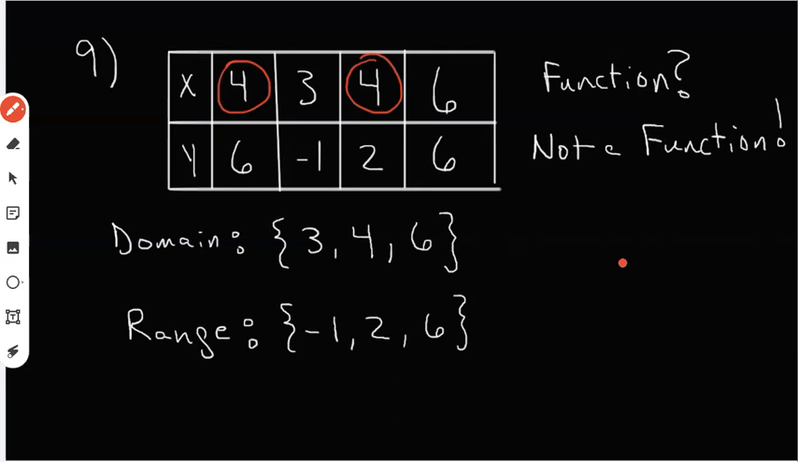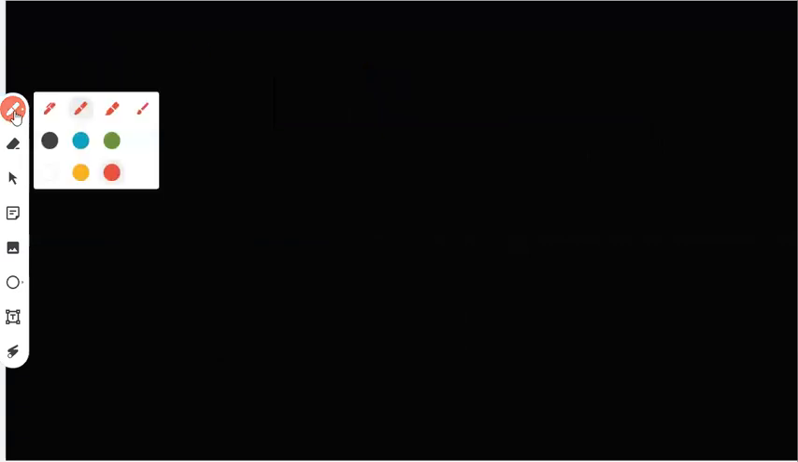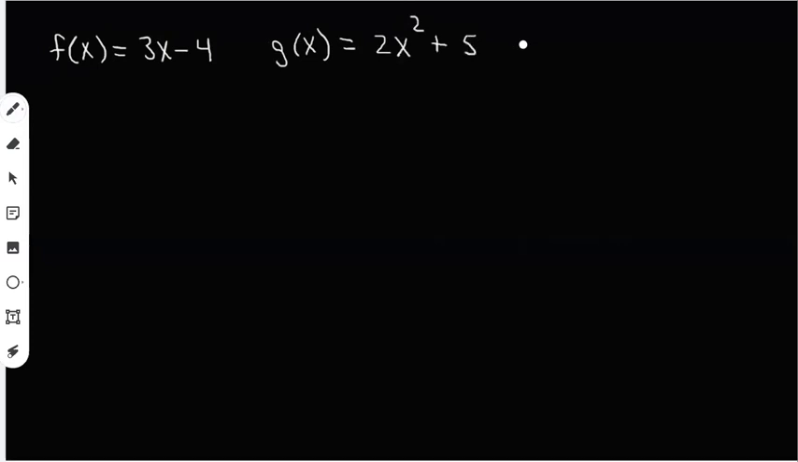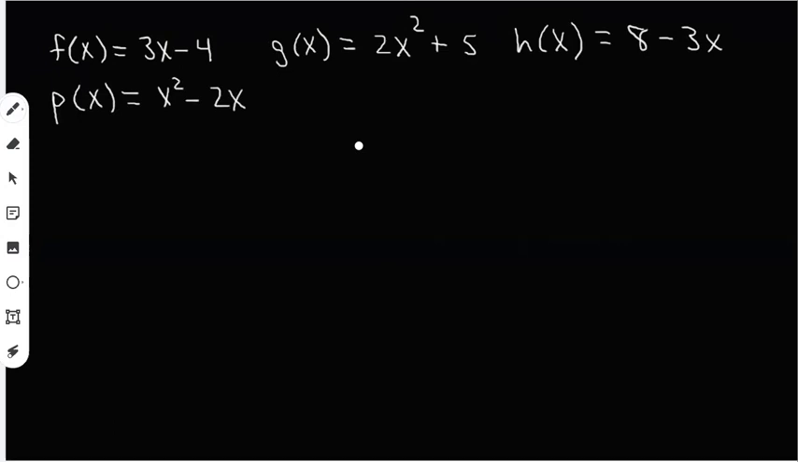Now, the last type of question that I wanted to do today is the function values, right? We talked about that in a previous lecture. So that's what we're going to do on the next slide. All right. Let's take a look at number 16. They start off by giving us a bunch of functions, and I'm going to put them at the top. We have f of x is 3x minus 4. g of x is 2x squared plus 5. We have h of x is 8 minus 3x. And last but not least, p of x is x squared minus 2x.